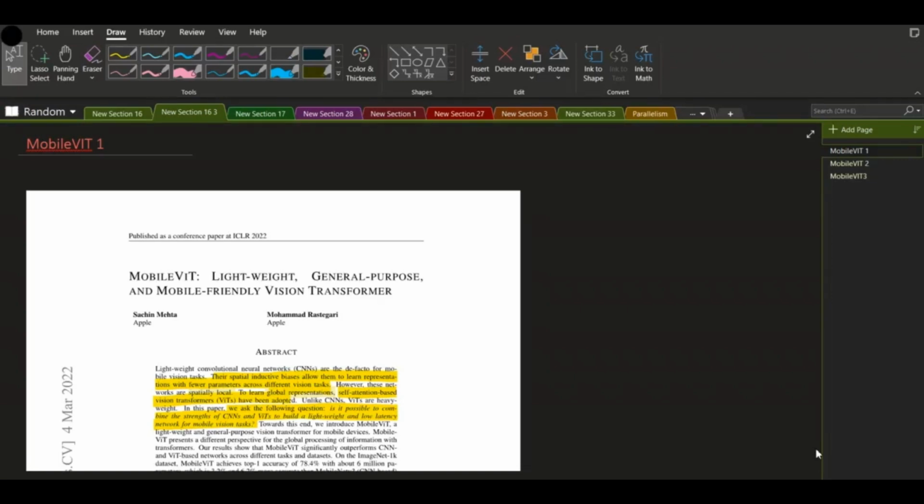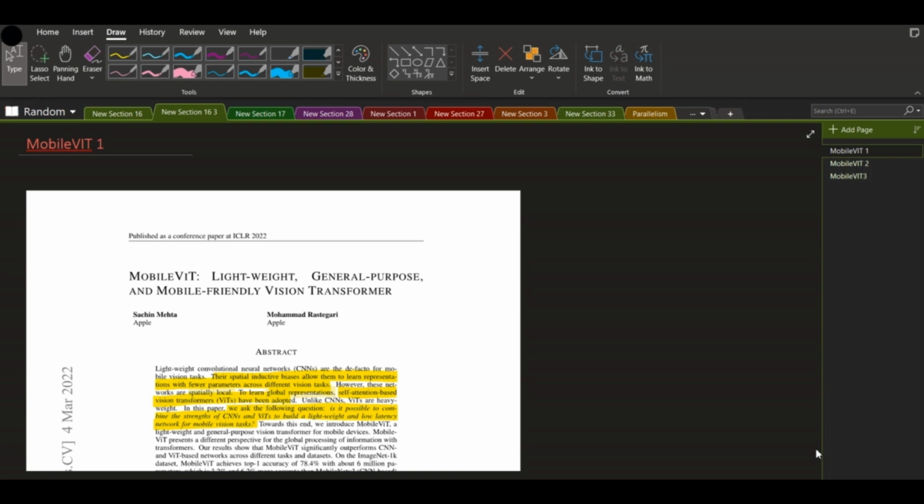So today we're going to be covering MobileViT and we're going to be coding it up from scratch. Before we start with the coding component, I thought it would be a good idea to walk you through the three papers so that you can appreciate some of the improvements that they made from ViT 1.